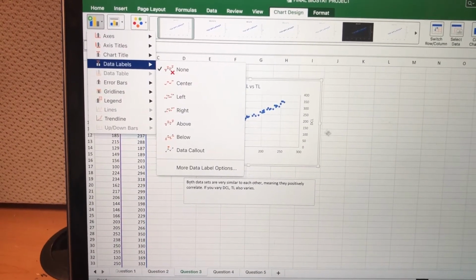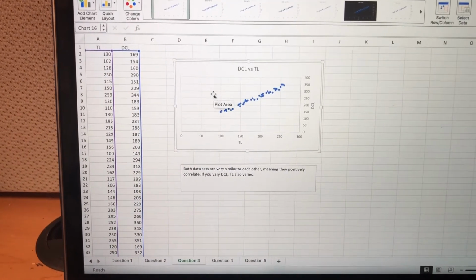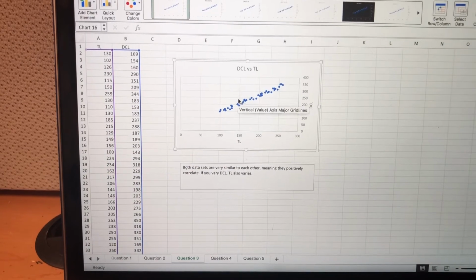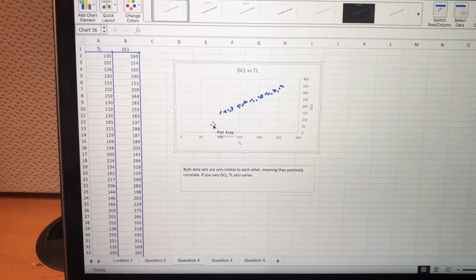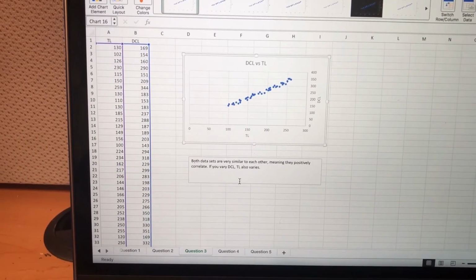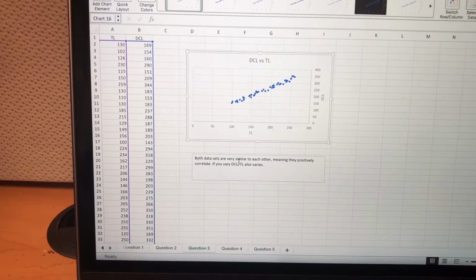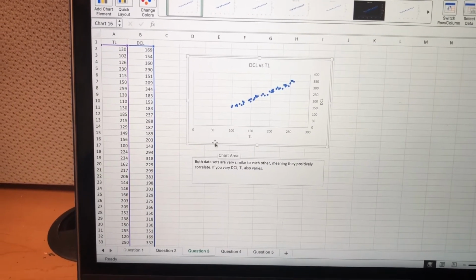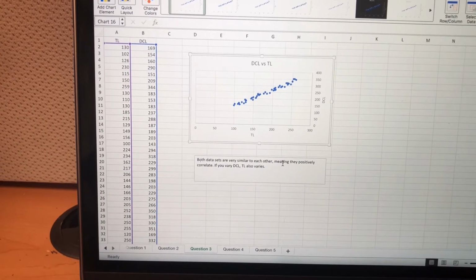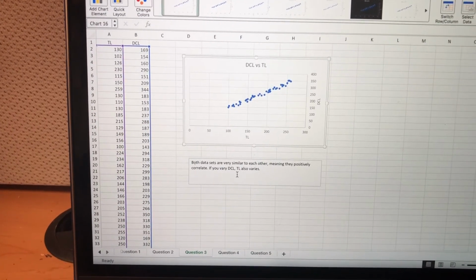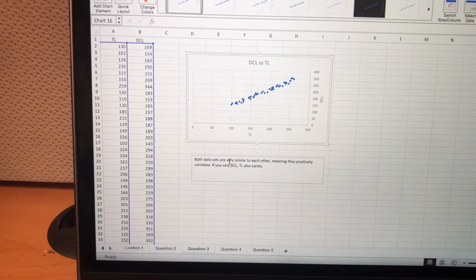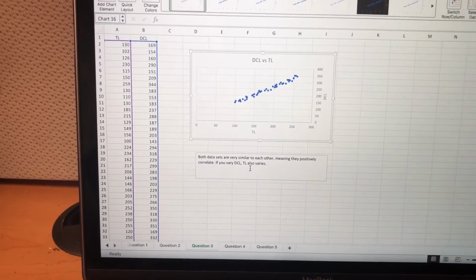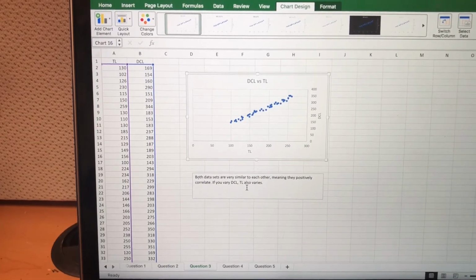And because these two sets of points are so close together and they basically overlap, I'm saying that they are similar to each other, meaning they positively correlate. And if you vary the dorsal cranial length, the total length is also going to vary because the dorsal cranial length is within the total length of the actual animal that we're discussing.